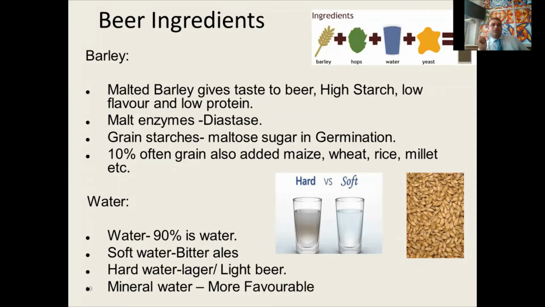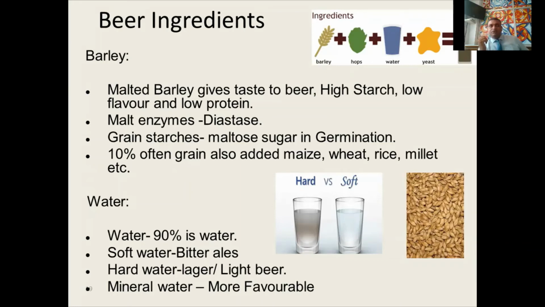I'll give a small example. When you take a grain for sprouts, what do you do? You soak it overnight in water, and then we take it out and look. You start getting the sprouts. And also, if you observe, it's more sweet.